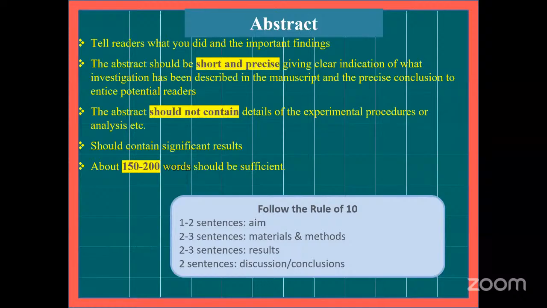The abstract should be short and very informative. Also, the abstract should not contain details of the experimental procedure. Please don't write what parameters or what methodology. You can give what method you used in your research. That's enough. To contain significant results, about 150 to 200 words should be sufficient. You should practice a little bit. This is a technique to prepare the abstract.